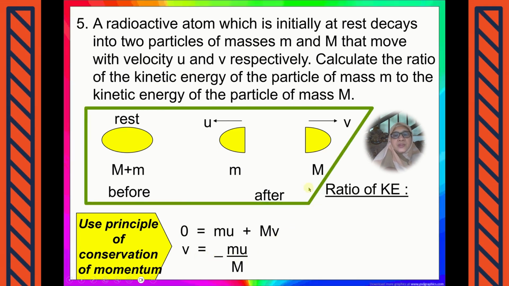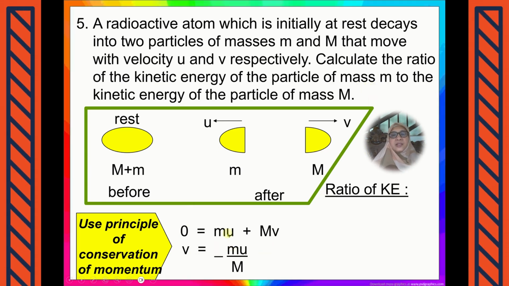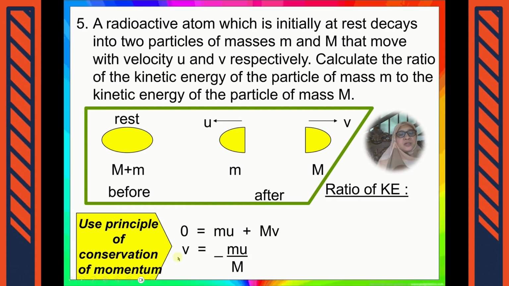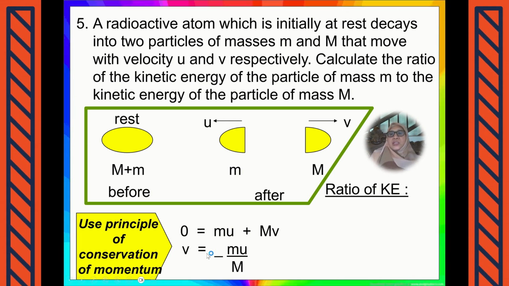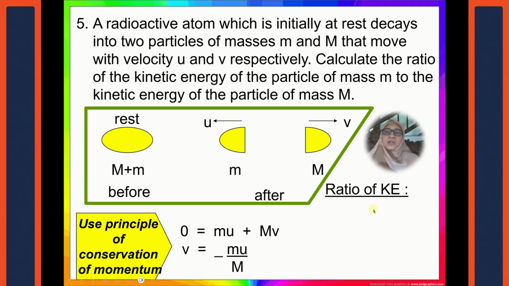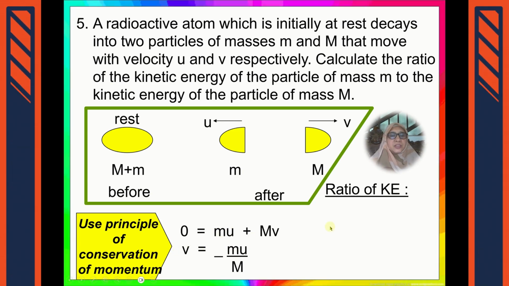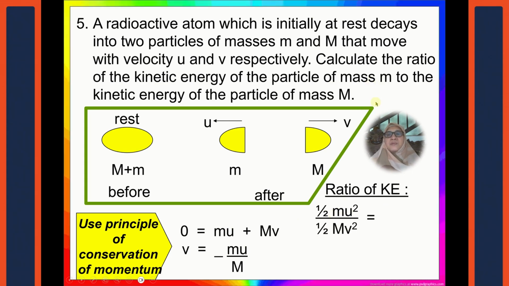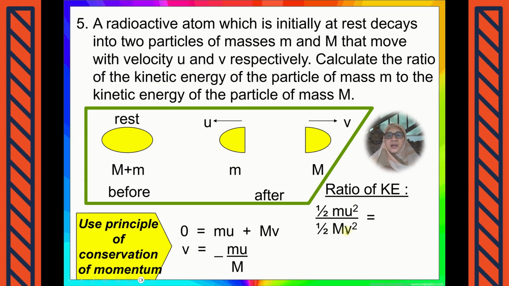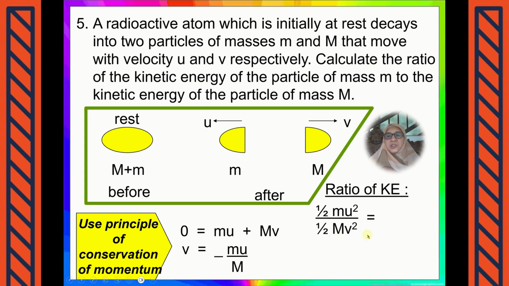Okay, so now the ratio of kinetic energy. The reason we use principle of conservation of momentum is to find V, where we are going to substitute this V into the formula of kinetic energy, half mv squared. Now using kinetic energy formula, half m u squared, this one is for particle with mass m, divided by half capital M v squared for particle with mass capital M. So this is the ratio.